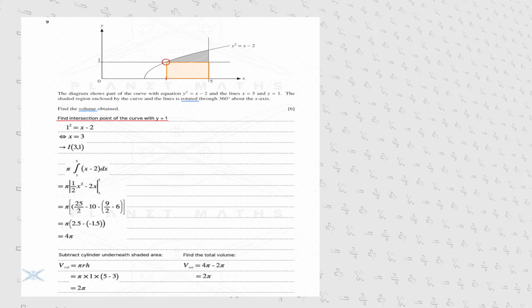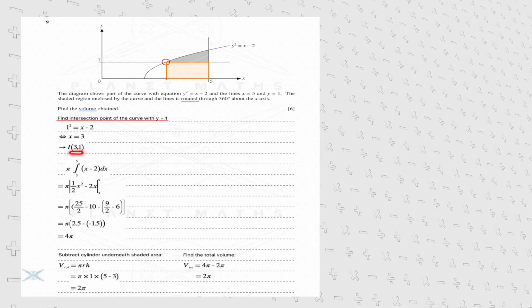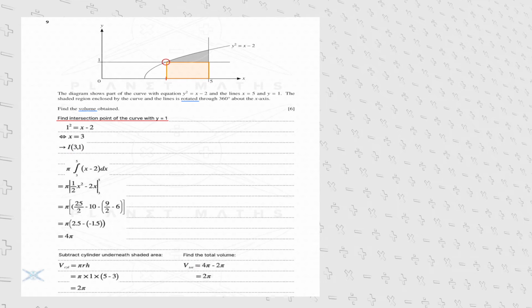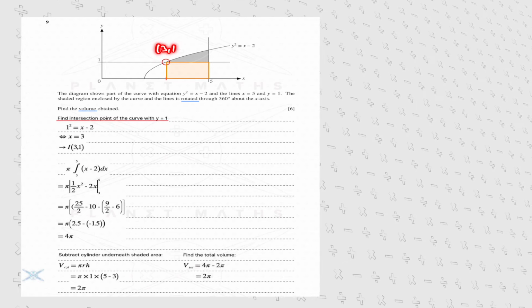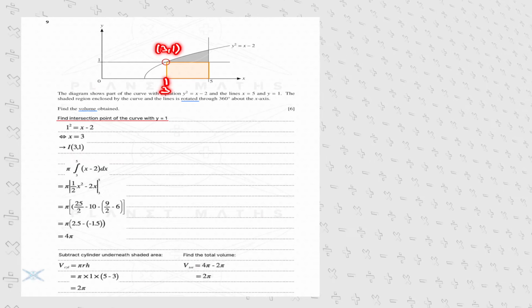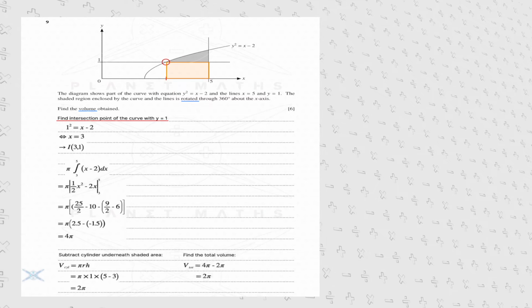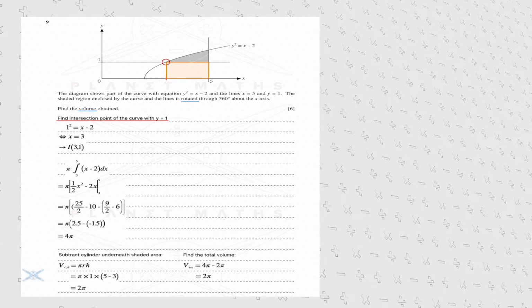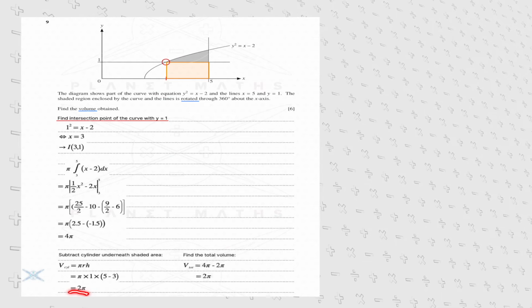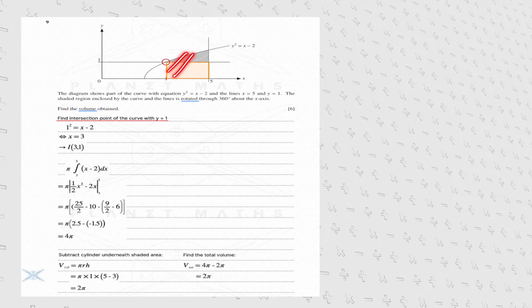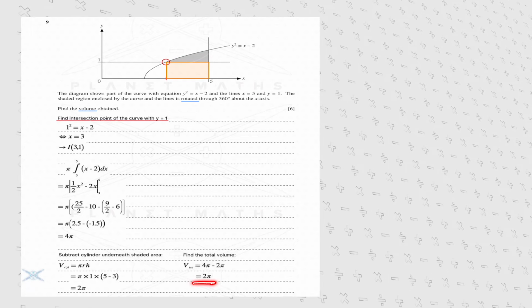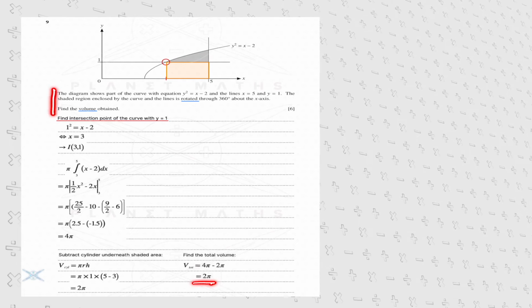And the height can be calculated by subtracting 3 from 5, since we have determined that the intersection point between the curve and y equals 1 has the coordinates 3, 1. Thus we can simply subtract 3 from 5 to determine our height. This will let us conclude that the volume of the cylinder is represented by the expression 2 pi. So now we just subtract the volume of the cylinder from that of the entire body here and conclude that the volume obtained as described above is 2 pi.